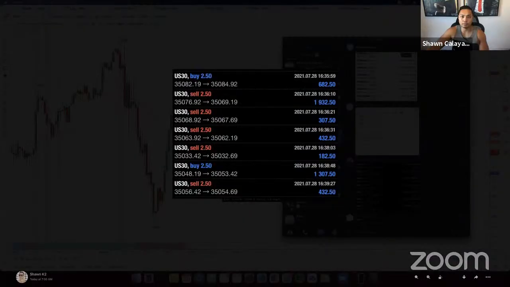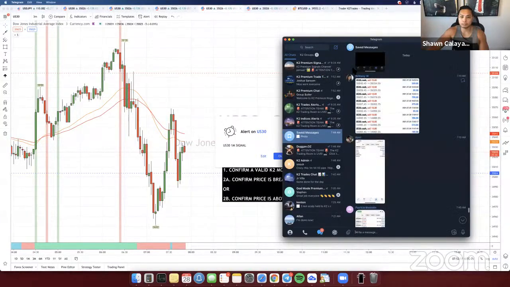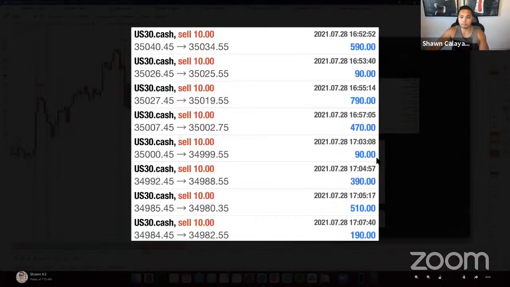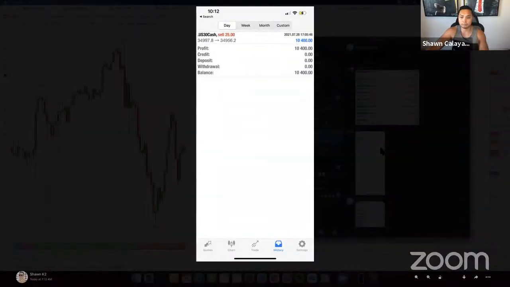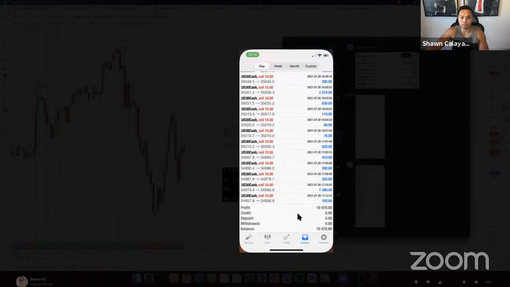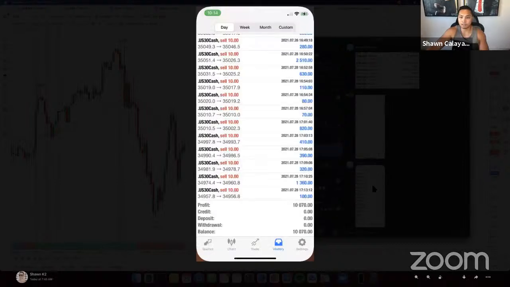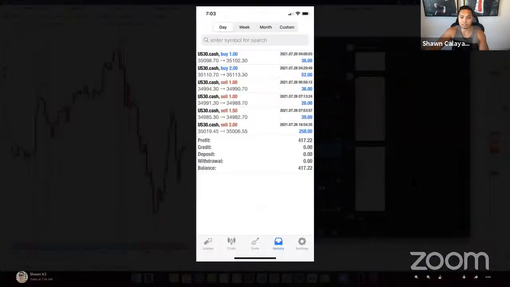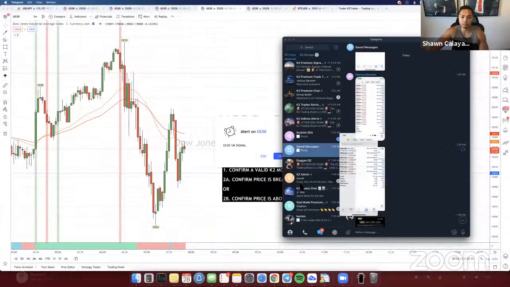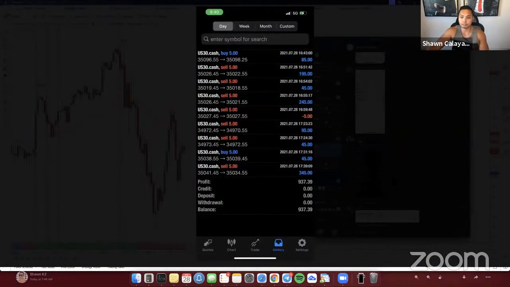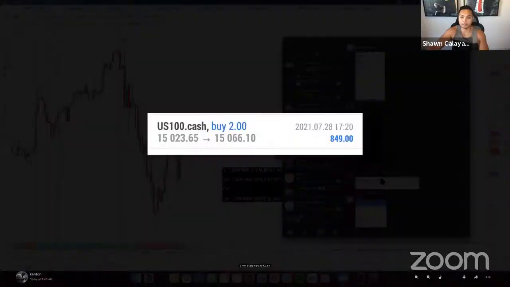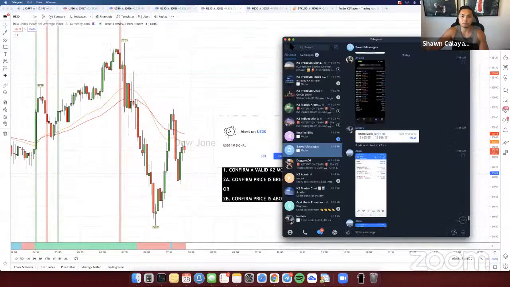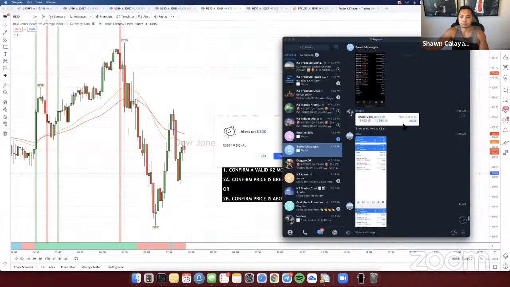Justin Bugai locked in 572. Brittany locked in about 4,000 right here. Kimmy locked in 10,000 right there. Patricia locked in 10,000 as well right here, 10,070. Jeff over here locked in 417. JR locked in 937. Ken locked in 849. So a lot of you guys didn't have any losses today. Alan locked in 4,903. Again, right here, these are all of his trades.